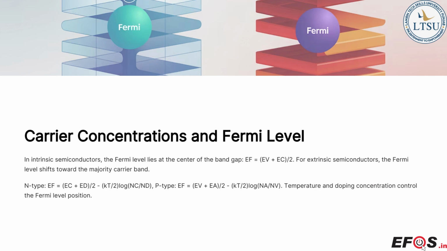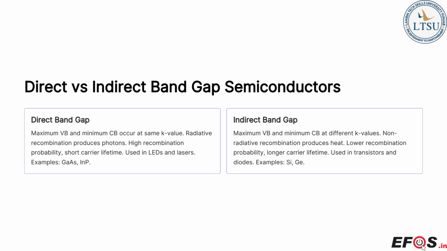The position of the Fermi level, EF, is a key indicator of a semiconductor's type and its concentration of carriers. In intrinsic semiconductors, the Fermi level is perfectly centered within the band gap. In extrinsic semiconductors, the Fermi level shifts toward the energy band of the majority carrier. In N-type, EF moves up toward the conduction band, EC. In P-type, EF moves down toward the valence band, EV. The exact position of the Fermi level is controlled by both the operating temperature and the concentration of the doping impurity.